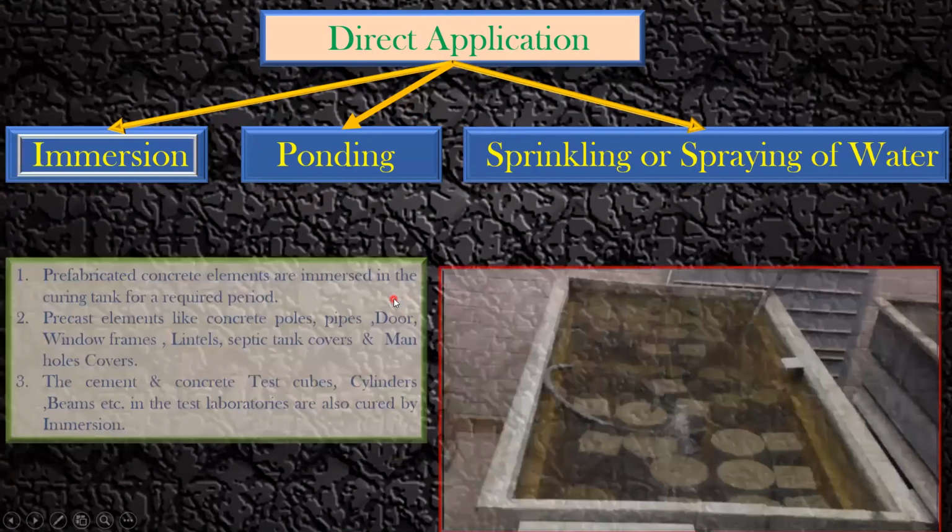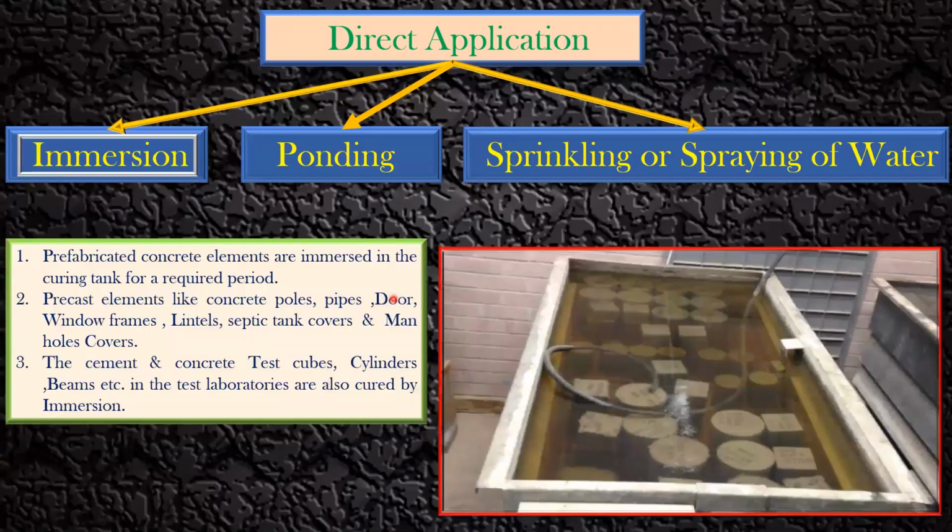Coming to immersion, this is usually practiced at laboratories and especially for precast elements. You can call this a kind of curing tank when I say immersion. Prefabricated concrete elements are immersed in the curing tank for a required period. Precast elements like concrete poles, pipes, door and window frames, lintels, covers of the septic tank and manhole covers, whichever are precast, after concreting we have to put them in the curing tank, right? This is called immersion since they have been immersed inside the water.